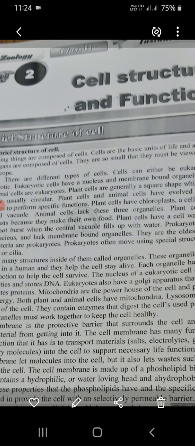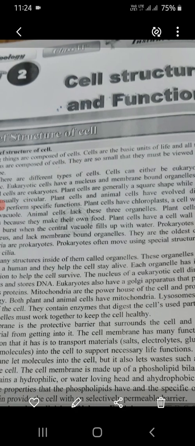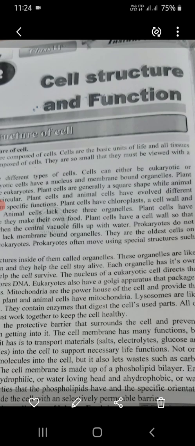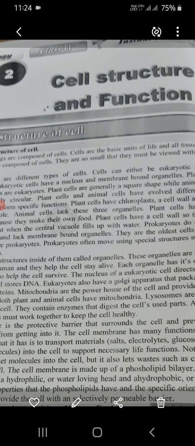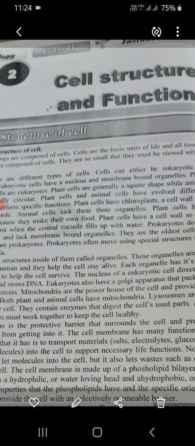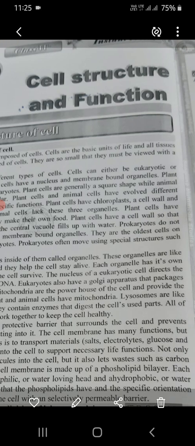Plant cells are generally square-shaped, while animal cells are usually circular. Plant cells and animal cells have evolved different organelles to perform specific functions. Plant cells have chloroplasts, a cell wall, and a central vacuole. Animal cells lack these three organelles. Plant cells have chloroplasts because they make their own food. Plant cells have a cell wall so that they do not burst when the central vacuole fills up with water.